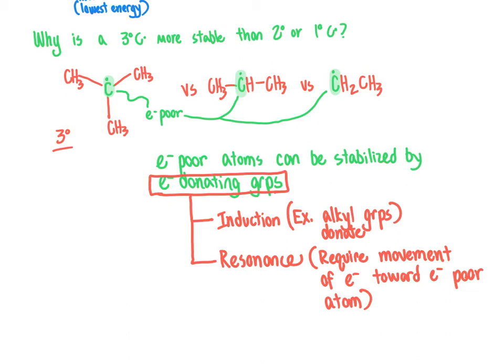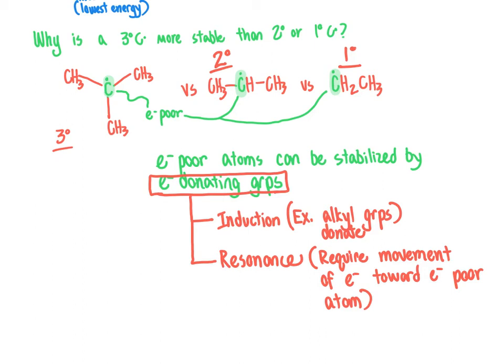So in order to evaluate why the tertiary carbon radical is more stable than the secondary carbon radical or the primary carbon radical, we need to look at what factors we have here to stabilize or destabilize. So by induction, electron-donating groups such as alkyl groups are going to stabilize electron-poor atoms. Resonance, if we can move electron density toward the radical, is also going to stabilize it.